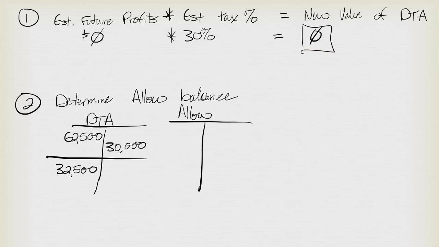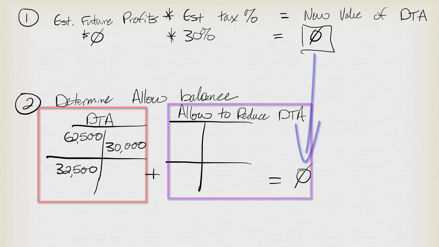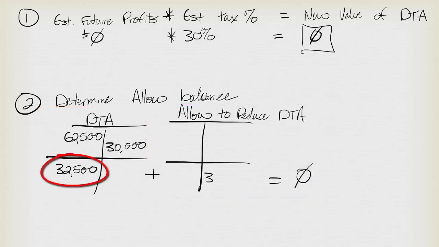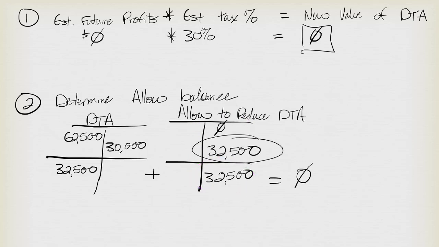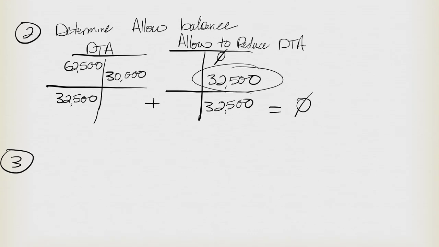So this is an allowance to reduce our deferred tax asset. And my desired ending balance, what I want is this account plus that account to equal this number, so 0. So if I've got a debit of 32.5 here, I need a credit of 32.5 there. It starts at 0. So if I want to go from 0 to 32.5, I need a journal entry of $32,500, which leads me to step number 3. The best part, it gets me my journal entry.